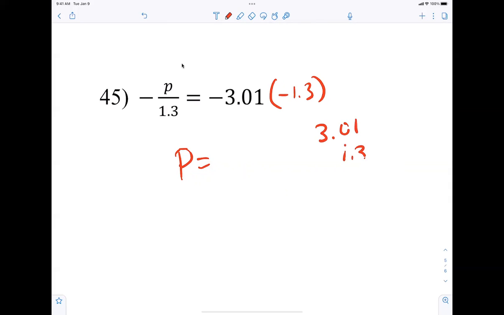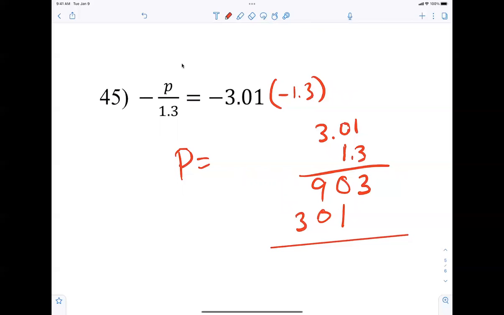3.01 times 1.3. 3 times 1. 3 times 1 is 3. Then 3 times 0 is 0. 3 times 3 is 9. Now we're going over to the 1. 1 times 1 is 1. 1 times 0 is 0. 3 times 1 is 3. There you go. Do you agree with this now? Is that coming all back to you now? Yeah. Now you just add them straight down. 12.